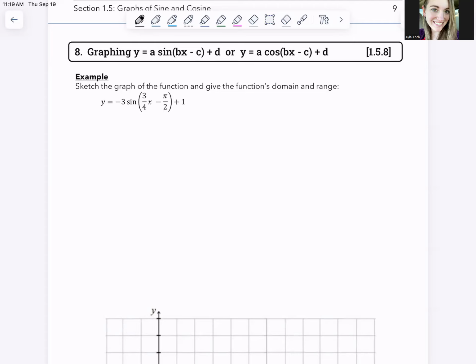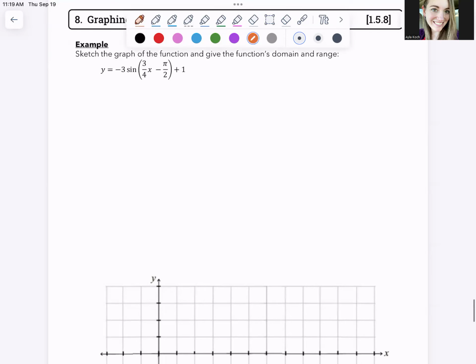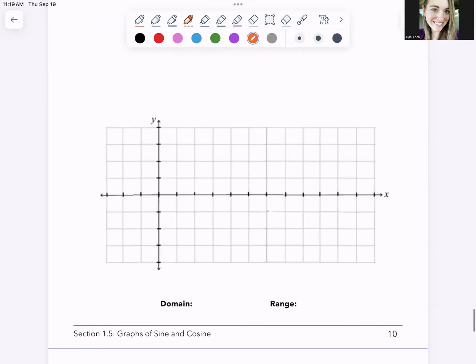-3 sine of 3/4 x minus pi over 2 plus 1. Whew. All right. I'm going to start where I always start, with our vertical shift. In our case, d is equal to 1, and that means that our midline is at y equals 1. Boom, midline.